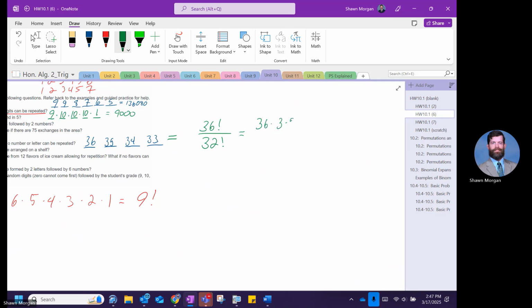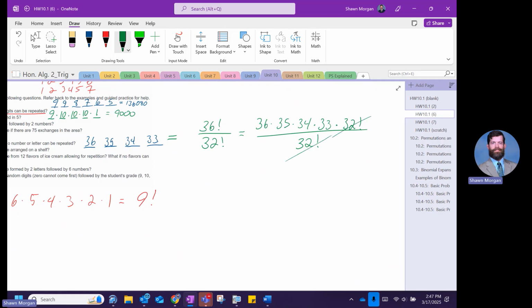36 times 35. Go slow with me, please. 34, 33, times what? Times 32. Factorial. Beautiful. So do you fellas see now what would get chopped off?